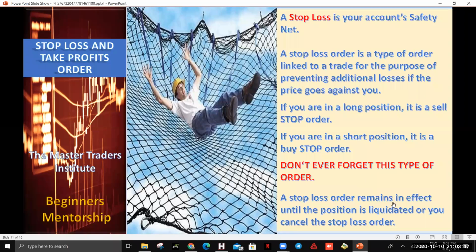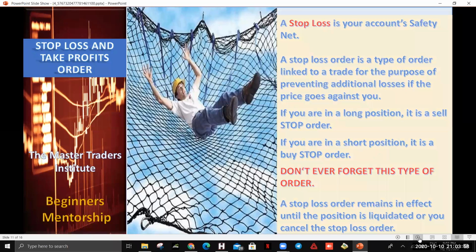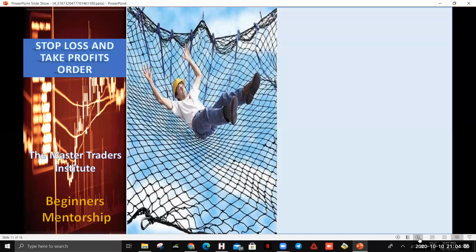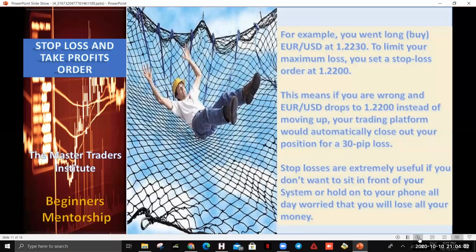A stop loss order remains in effect until the position is liquidated or you cancel the stop loss order. You can choose to terminate it yourself, or you allow the system to do it by itself. So please never forget to put a stop loss order.